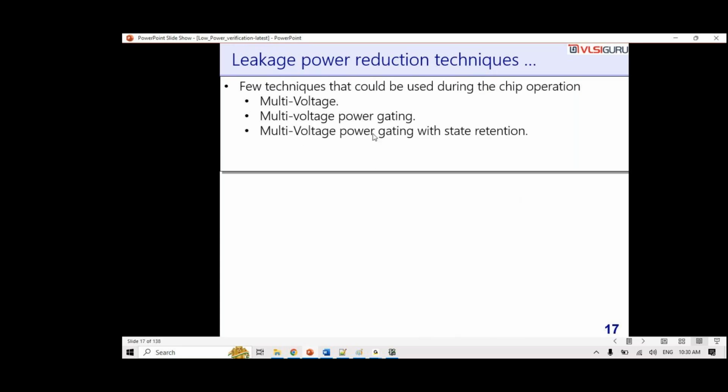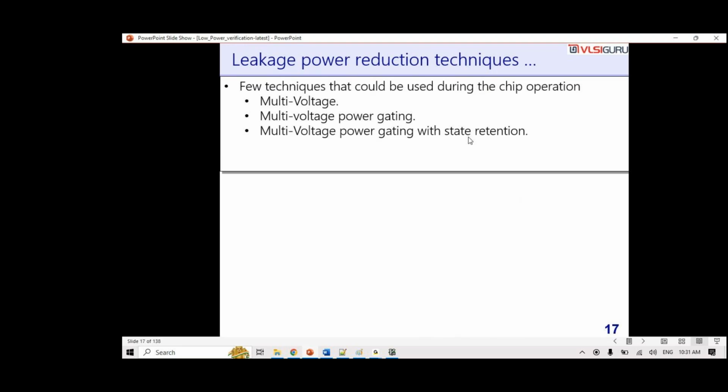Then you can do multi-voltage domain power gating with state retention. When you are anyway doing power gating with multi-voltage domains, you do the state retention. What is state retention? There will be some important registers in every design.